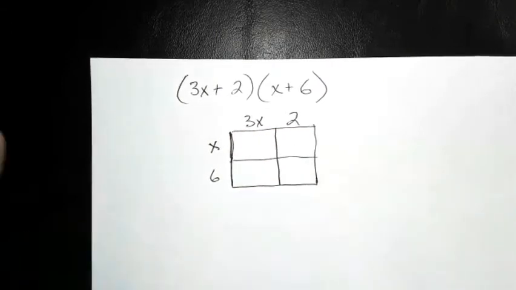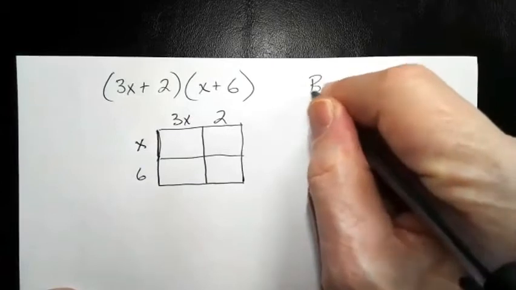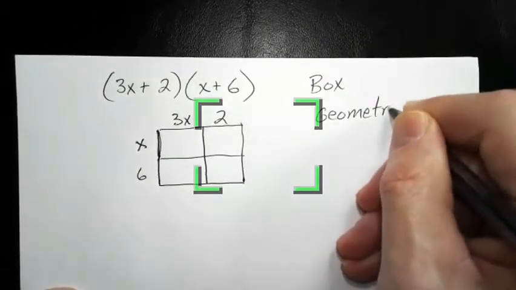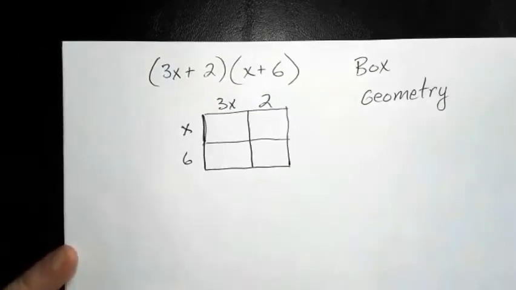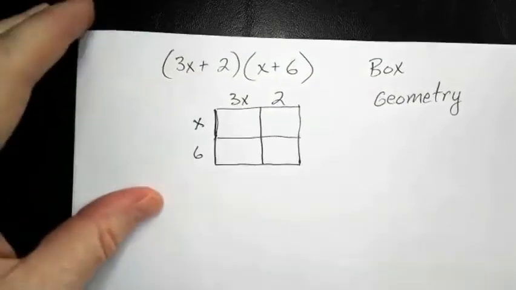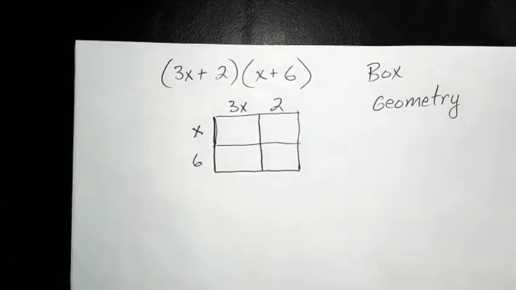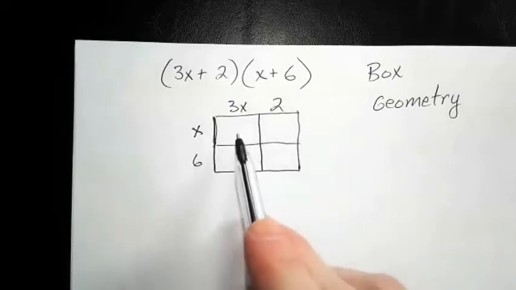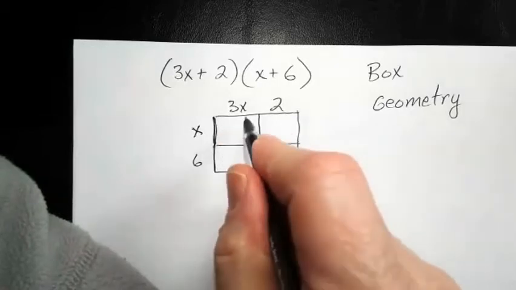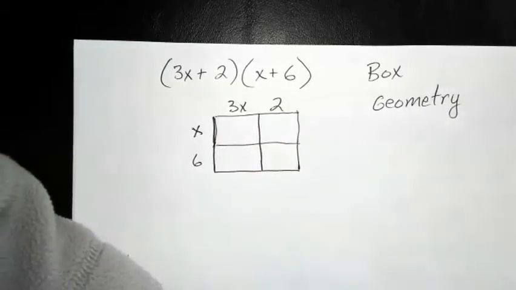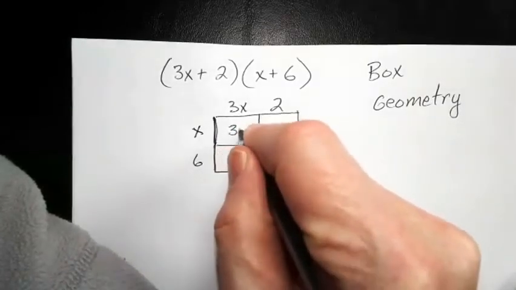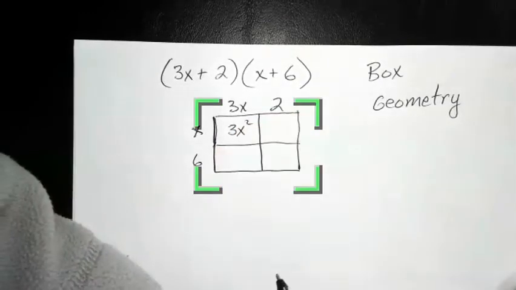This is sometimes also called the geometry model. So box or the geometric model, because it's like figuring out the area of a rectangle, right? Because what you're ending up doing here is you're breaking down and finding the area of this big rectangle by finding the areas of the smaller rectangles. So here's how this works. This little rectangle here is 3x by x. 3x times x, the area of that is 3x squared.